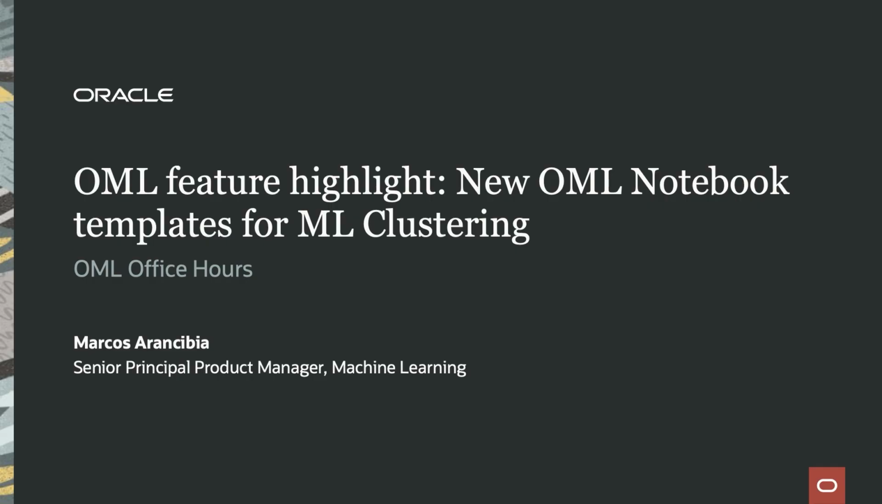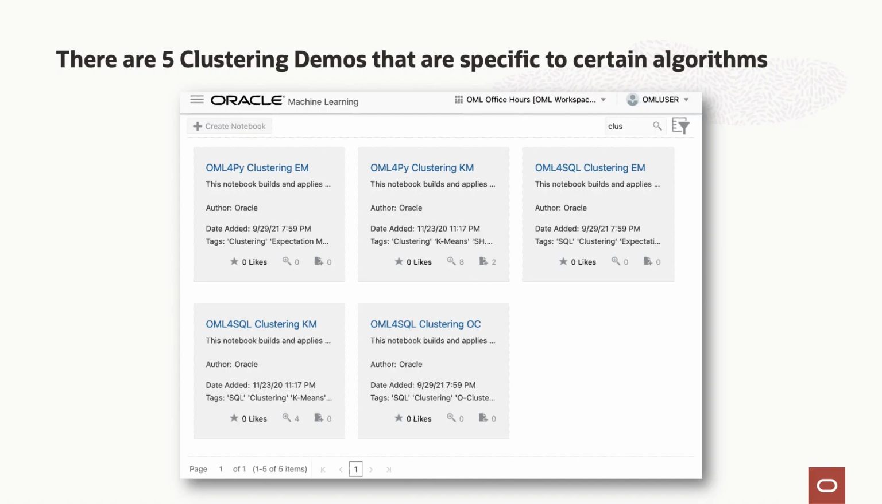Thank you. So now we jump to the OML Notebook templates for clustering. If you missed the previous versions, you can check out the recordings, as we have already done that for classification and for regression. Today we're going to go to the clustering side. For clustering, we have 5 different scripts. For Oracle Machine Learning for Python, we have expectation maximization and k-means. For OML for SQL, you have expectation maximization, k-means, and O-Cluster. The only difference you'll notice is that we don't have an interface to O-Cluster from Oracle Machine Learning for Python itself. So that's why we have these 5.